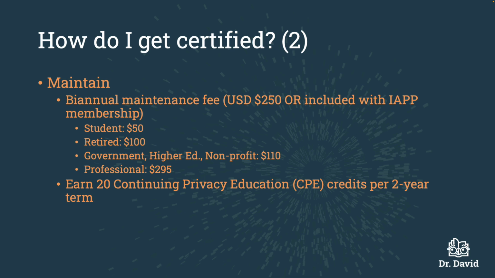In addition, you also need to earn 20 continuing privacy education or CPE credits per 2-year term. These are pretty easy to get. One way, albeit the most expensive way, of getting your CPEs is to attend IAPP conferences, for example, the Global Privacy Summit in Washington, D.C. Another way to earn your CPEs is by consuming IAPP authored content. This could be articles that you can access online, or by attending IAPP webinars.